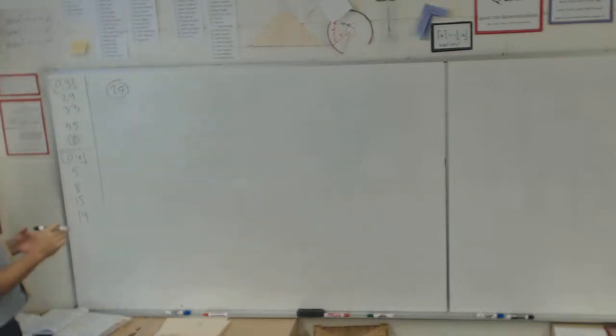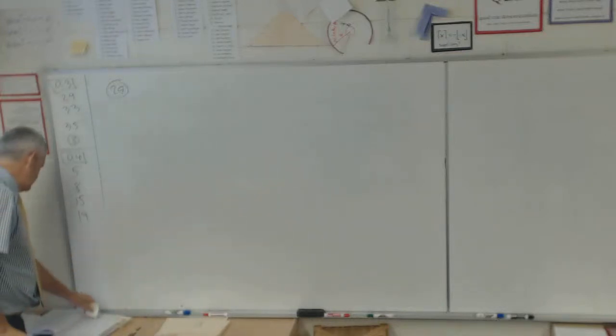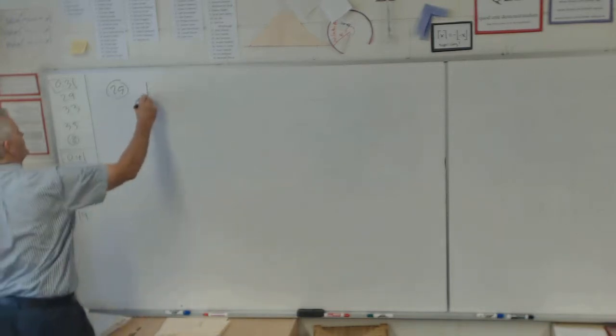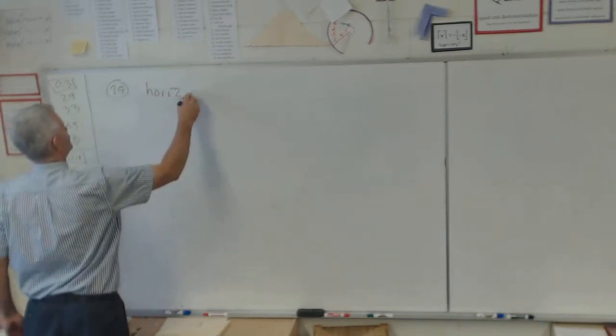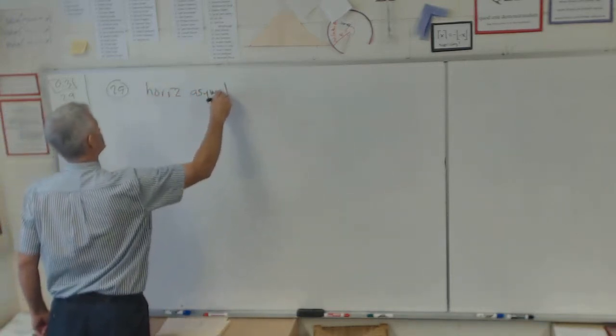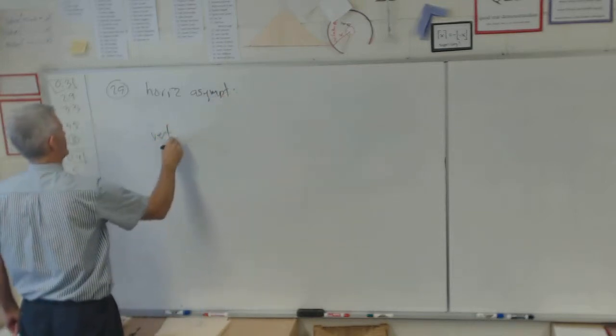Match the equation with one of the accompanying graphs and give the equation for the horizontal and vertical asymptotes. Okay, so we just have to have a quick review of horizontal asymptote and vertical asymptote.